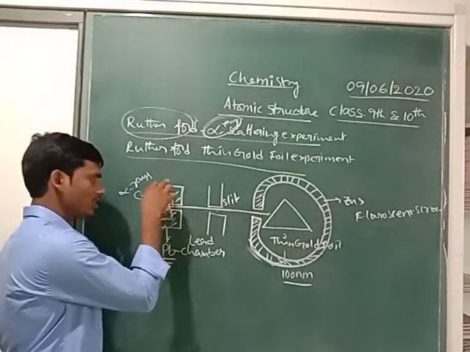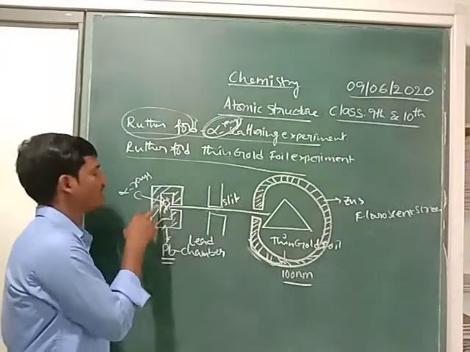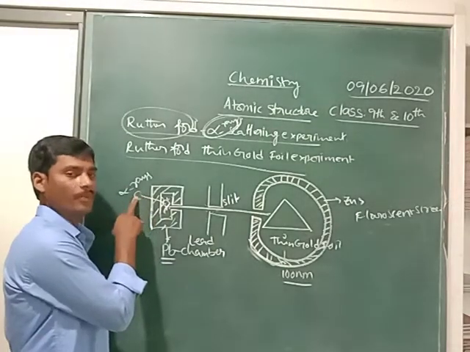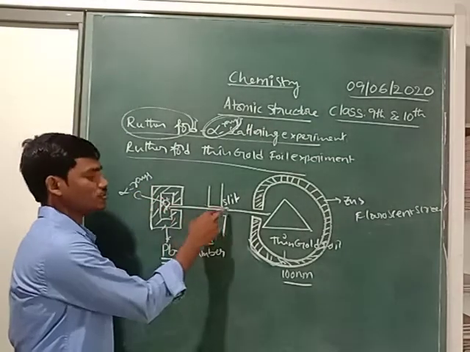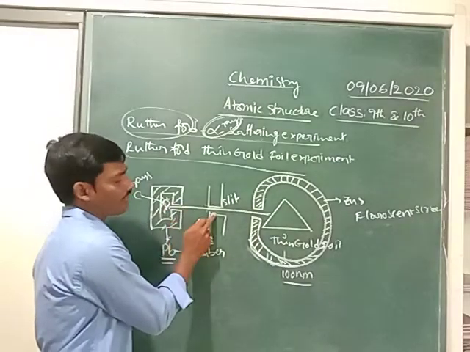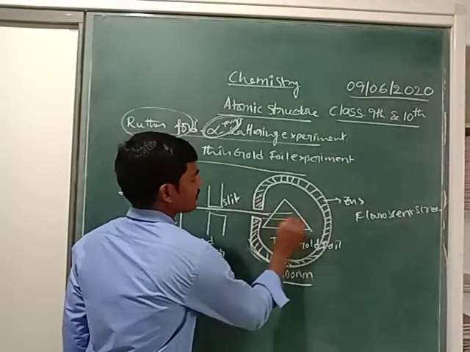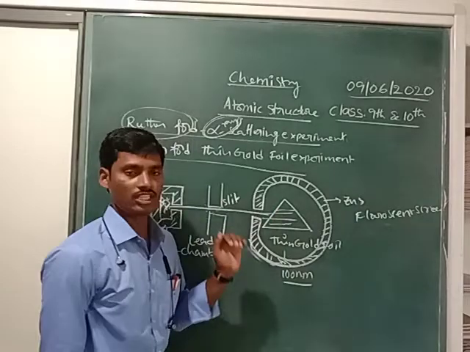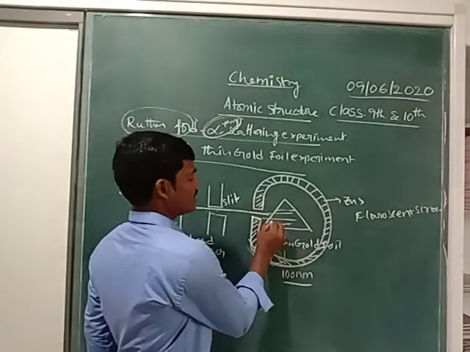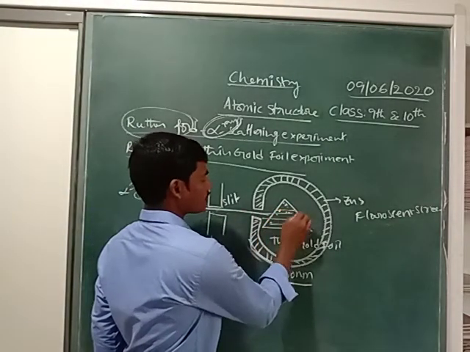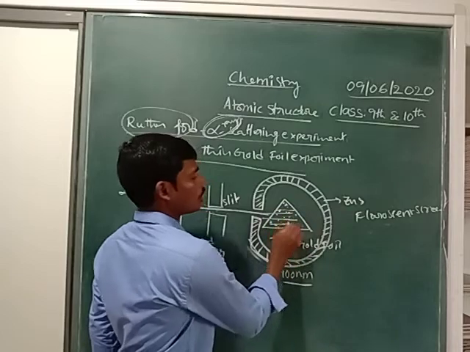So through that lead chamber is the source of the alpha particles. When we are sending the alpha particles, these alpha particles are scattering on the thin gold foil. Children, these all consist of gold atoms. What are those? All are gold atoms.